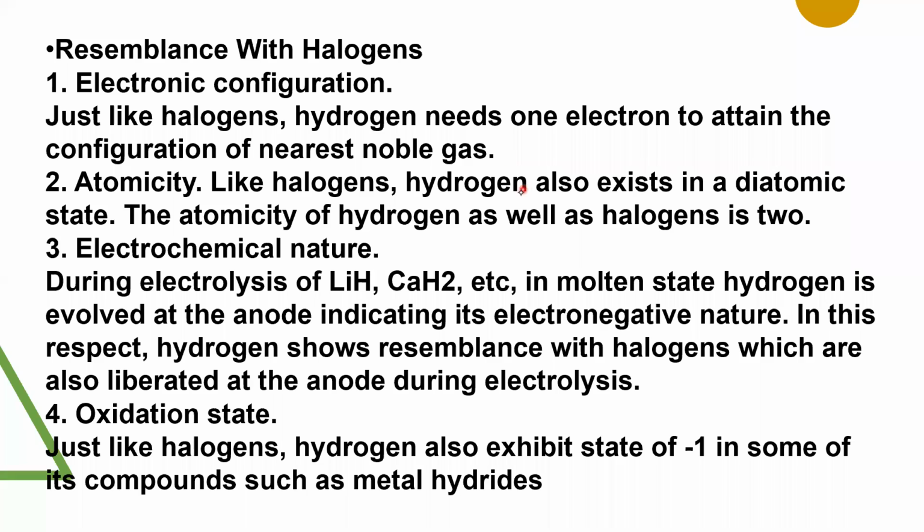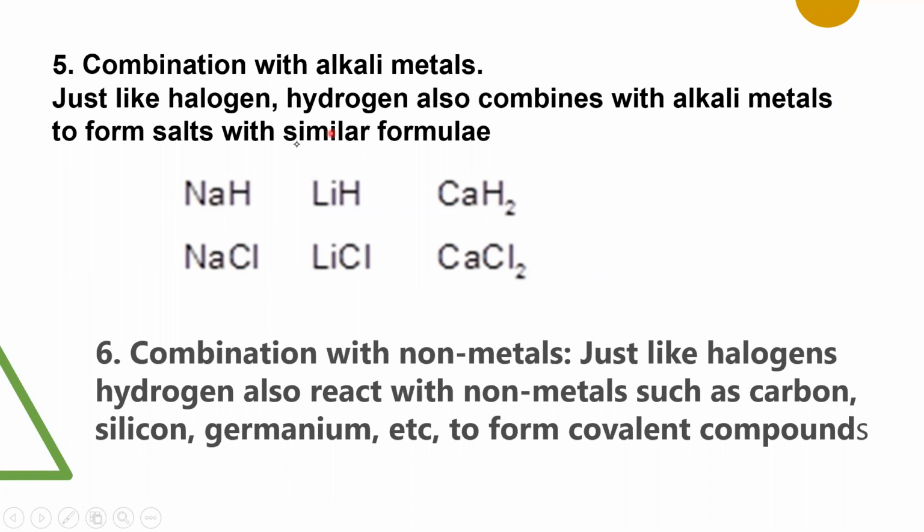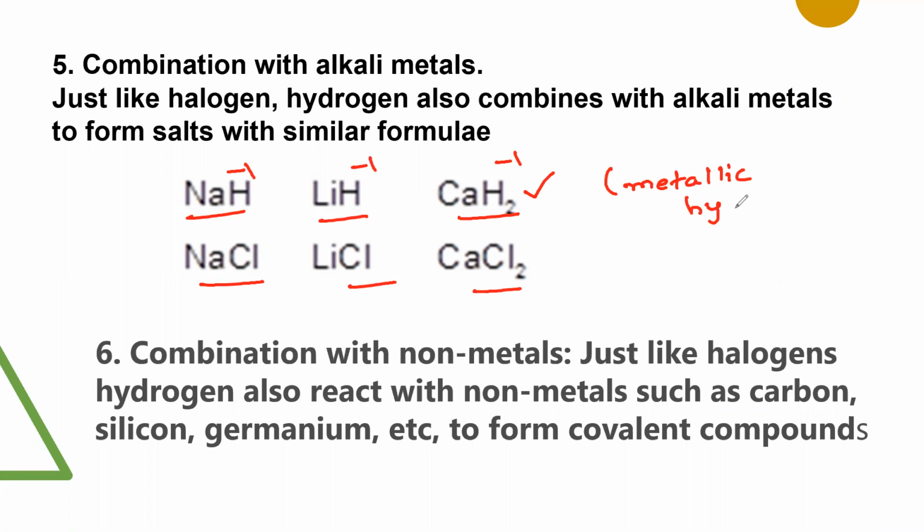Next, continuation. Combination with alkali metals. Like how halogens combine with alkali metals, hydrogen also combines with alkali metals, such as forming sodium hydride, sodium chloride, lithium hydride, lithium chloride, calcium hydride, calcium chloride. How halogens combine with metals, in the same way hydrogen also combines with metals. In all these metallic hydrides, the oxidation state of hydrogen is -1, and chlorine is also -1. So hydrogen exhibits a -1 oxidation state with metals. These are called metallic hydrides.